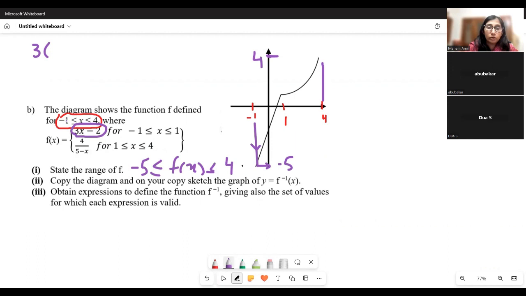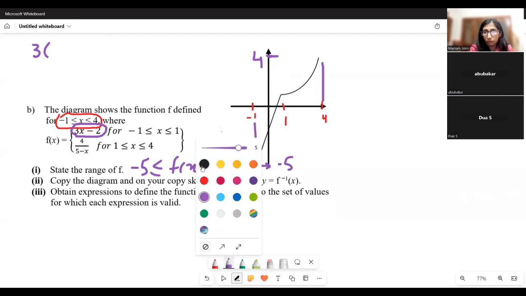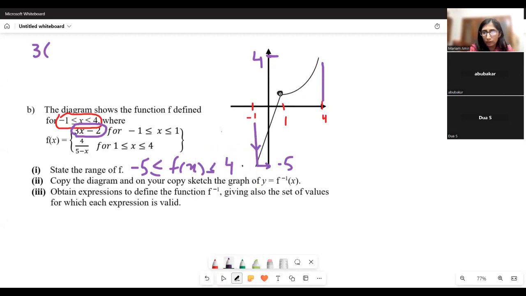Copy the diagram on your copy and sketch the graph for f inverse of x. You plot the line y equals x on the graph. Here x is 1, so y will also be 1. It's something like this. This is the line y equals x. It passes through 4 and through 1. So that's the line y equals x.